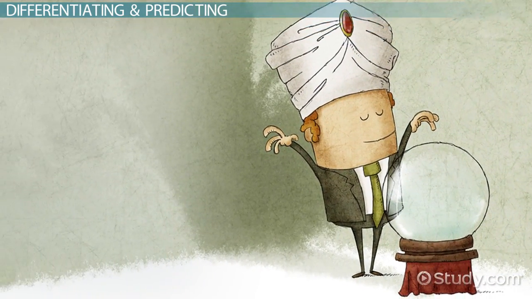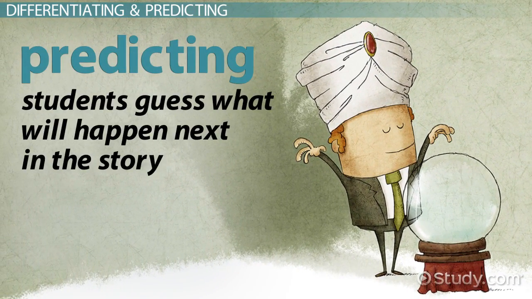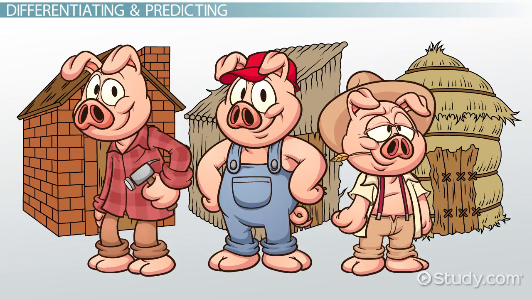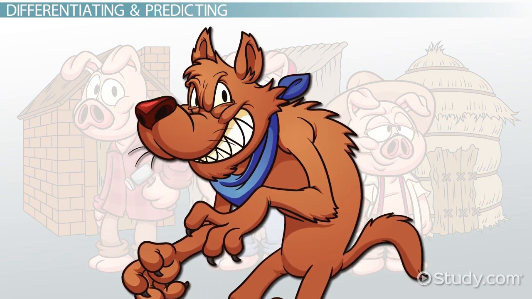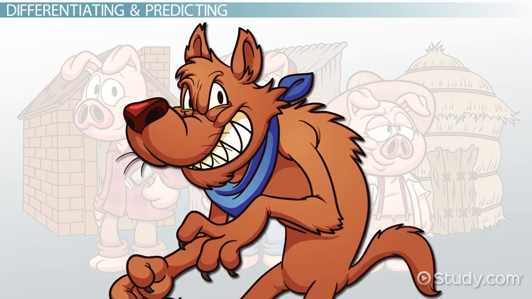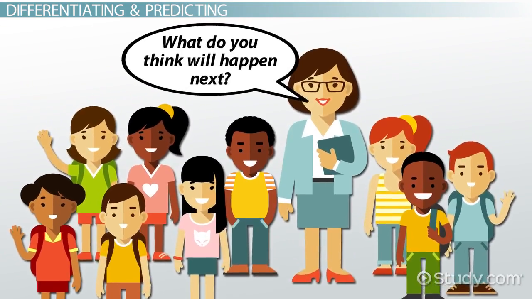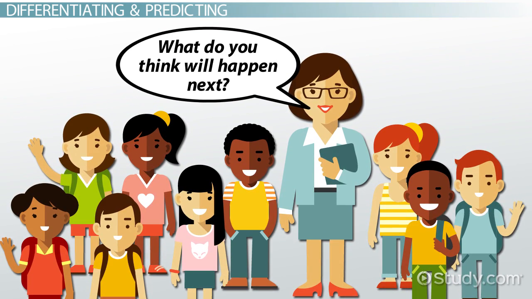Predicting is a strategy that's used during the reading of a text. When students make predictions, they guess what will happen next in the story. For example, in the story of the 3 pigs, the wolf visits each of the pigs in an attempt to get into their homes. After the wolf visits the first pig's home and blows the house down, the teacher may ask students, "What do you think will happen next when the wolf visits the next pig's home?" The teacher is asking the students to make a prediction. As the students continue to read, they will find out whether their prediction was correct.